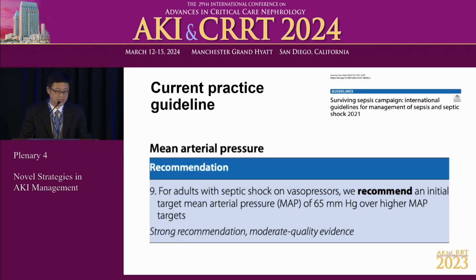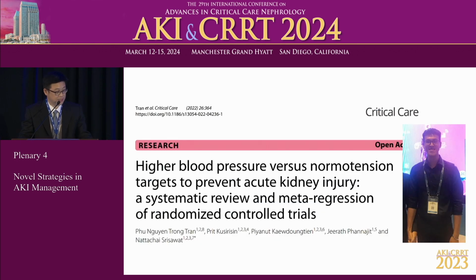The current practice guideline from the Surviving Sepsis Campaign recommends, based on the current evidence, that we target the MAP at 65 and not try to keep over MAP targets. But we still lack much of the data on primary outcomes such as acute kidney injury. That led to our recent meta-analysis, done by our fellow, Dr. Pu Thong Tan, comparing high blood pressure versus normotension targets. Right now we specifically focus on the prevention of acute kidney injury.